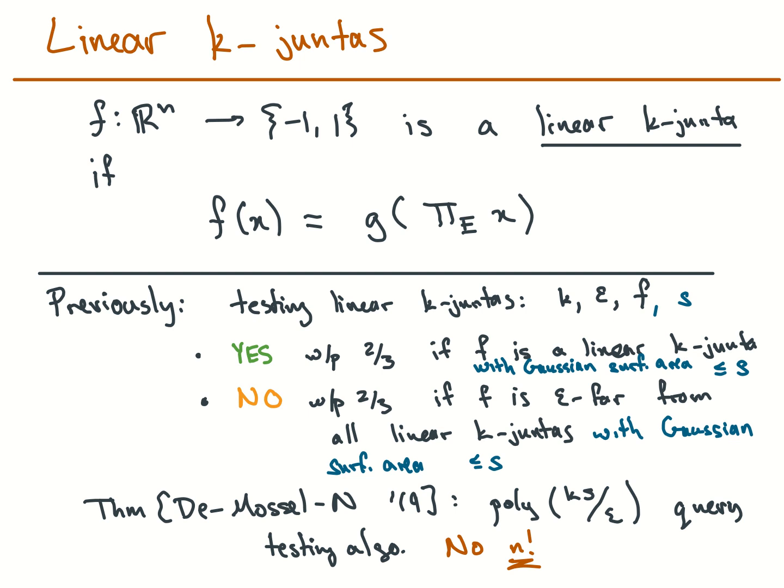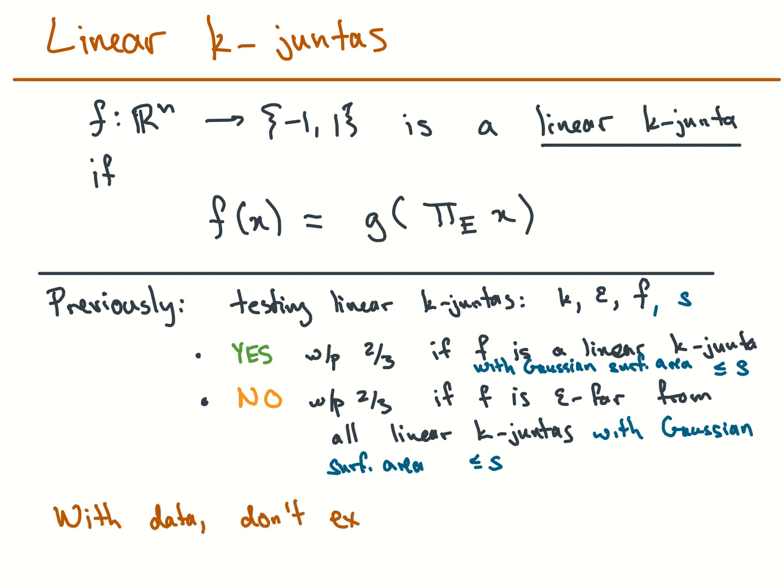That was our previous work, and the result was fine and all, but it misses the mark for some potential applications. For example, say that your function f comes from some data, like it's the output of a learning algorithm, and you're trying to do model compression or feature selection or something like that. You want to get rid of the irrelevant dimensions. Now, you don't expect your function to be exactly a linear k-junta. There will always be some error, and you can't necessarily send it to 0.